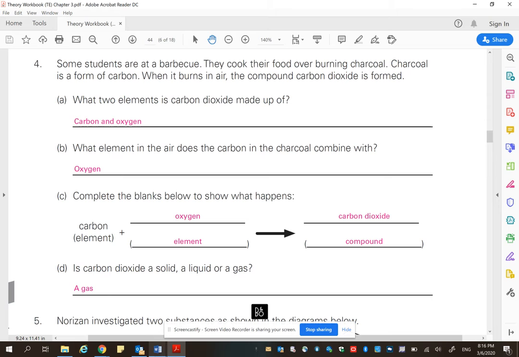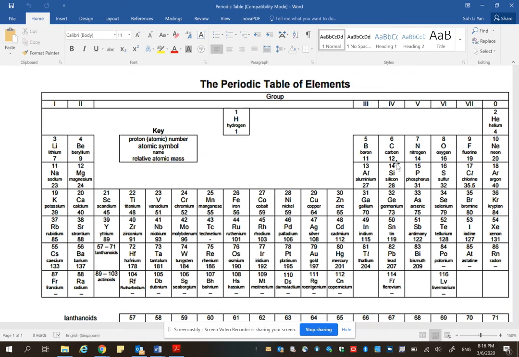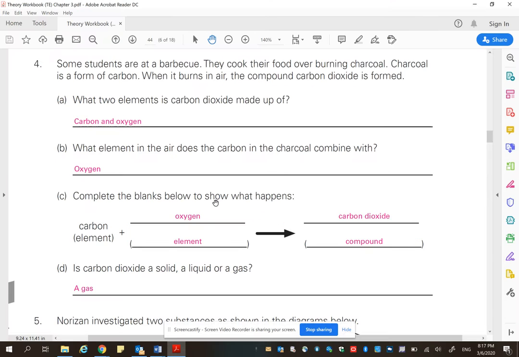So where is carbon? Let me show you the periodic table. Can you see carbon here? This is carbon. There are different types: we can have pencil lead, we can have charcoal, which are all different types of carbon. It's actually a non-metal. Take note, I told you before that the periodic table is divided into metals and non-metals. Remember the zigzag line? All these are non-metals. So charcoal is a form of carbon.